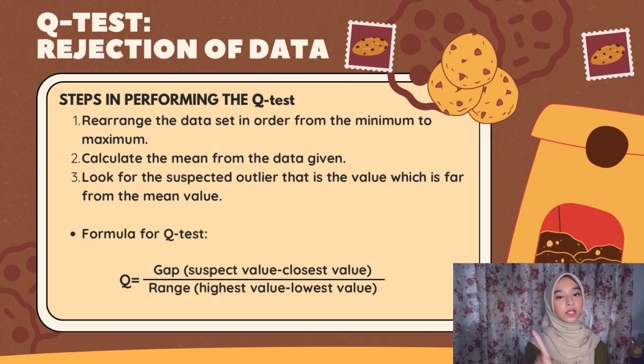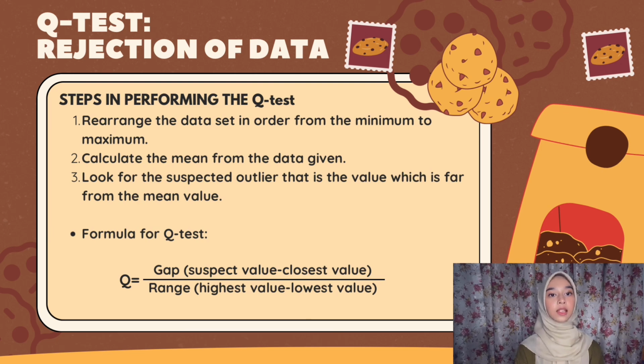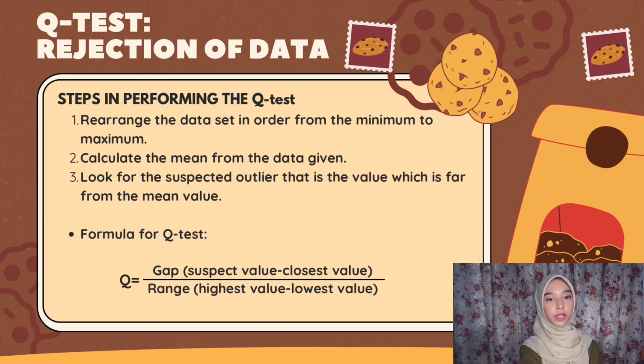The first one is to rearrange the dataset in order from the minimum to maximum. The second one is to calculate the mean from the data given. The third one is to look for the suspected outlier, that is the value which is far from the mean value. The formula for Q-test is gap, which is suspect value minus closest value, divided by range, which is highest value minus lowest value.